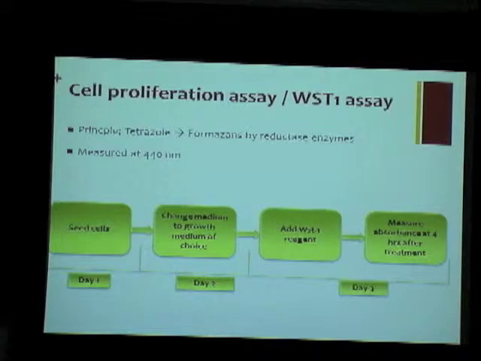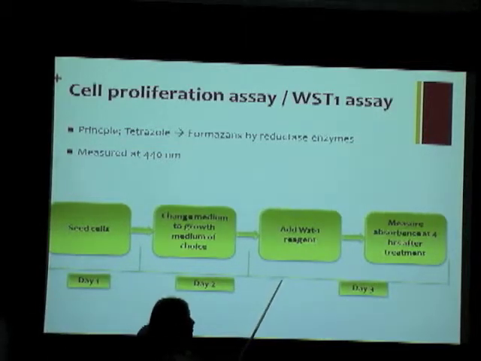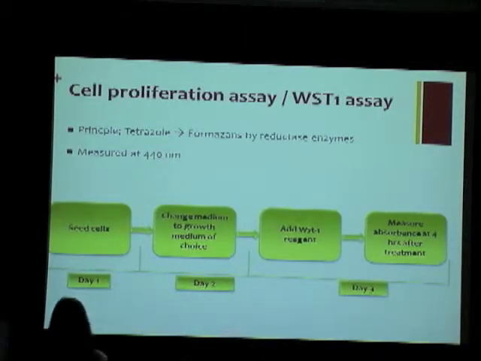I'm going to introduce the cell proliferation assay, also called the WST-1 assay, which I'm going to use in my future experiments. The principle is the reduction of tetrazolium to formazan by viable cells, and we measure the absorbance at 440 nanometers. The protocol I use is I seed cells, I change the medium, I add WST-1 on the 3rd day, and I measure absorbance 4 hours after treatment.